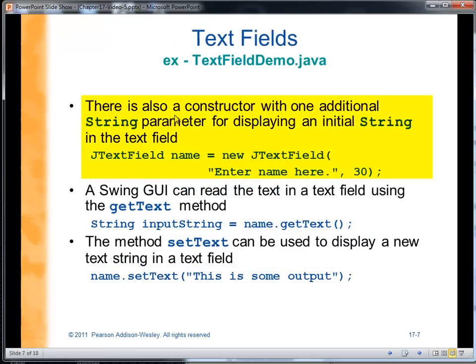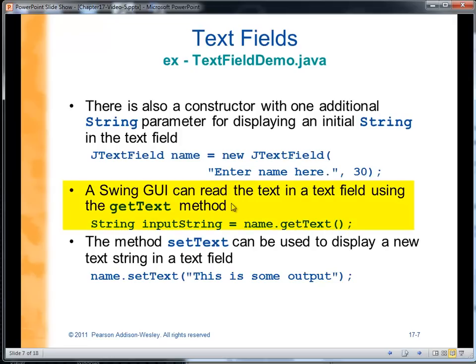And there is also a constructor with 1 additional string parameter for displaying an initial string in the text field. So that constructor shown here takes 2 arguments. First is the string to display, which in this case is "enter name here", and then the width of the text field. And that's the width in number of characters, so 30 is the number of characters.